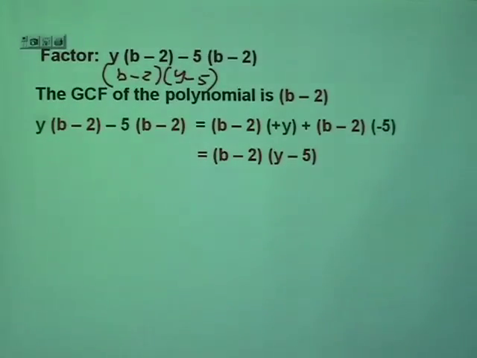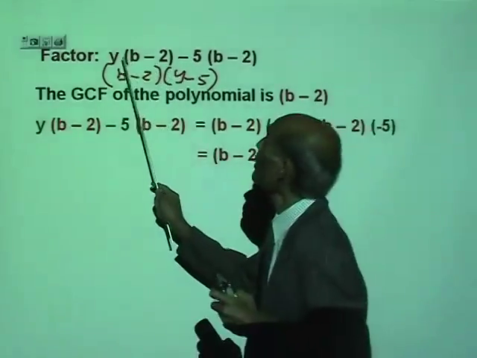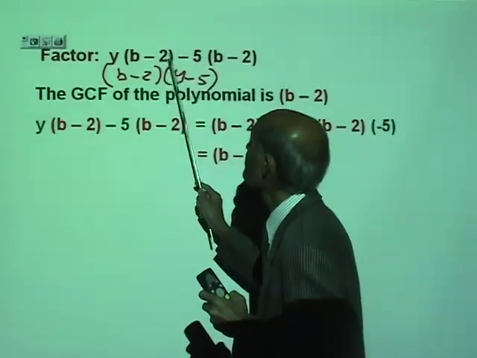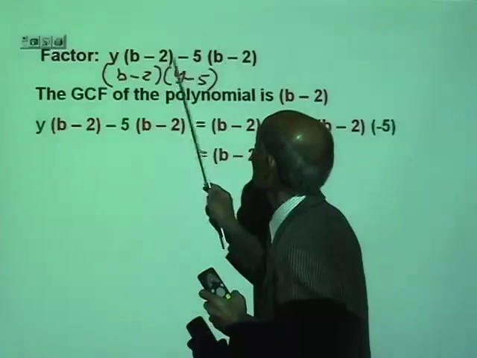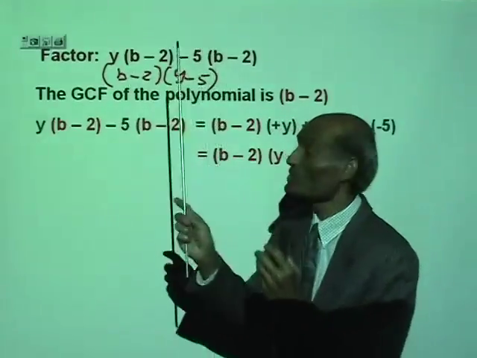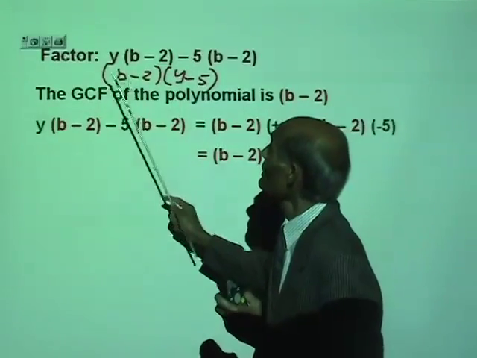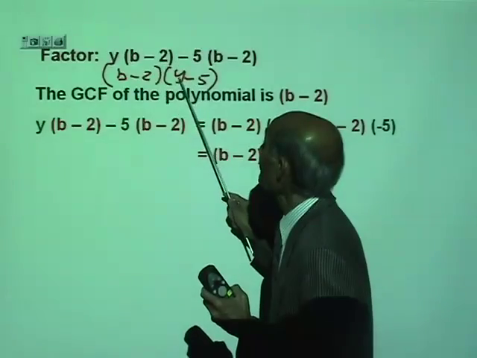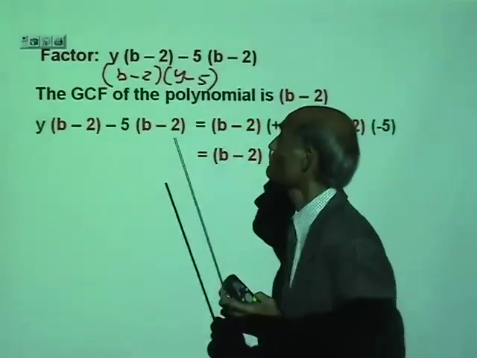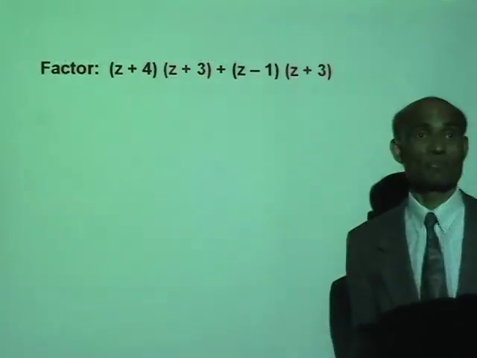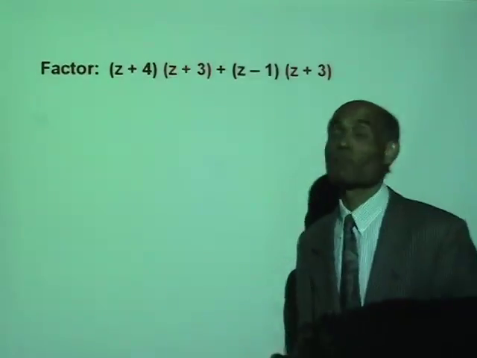Okay. That's a very simple concept. So y times (b minus 2) minus 5 times (b minus 2). b minus 2 is a common factor which we pulled out, leaving a y in the first term and a minus 5 in the second term. Okay, let's do another one.